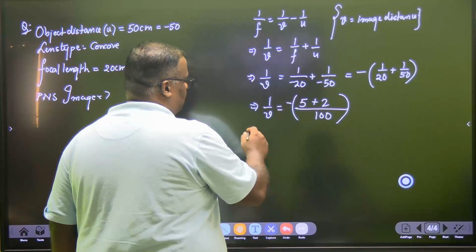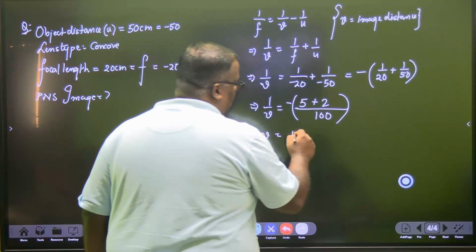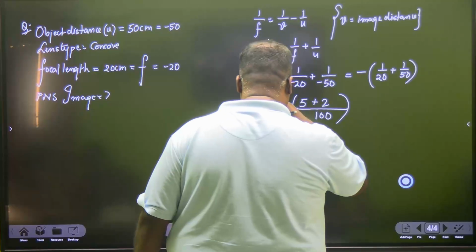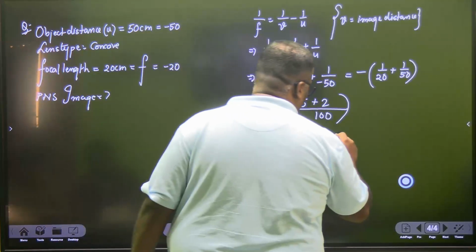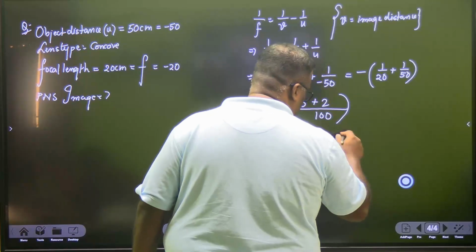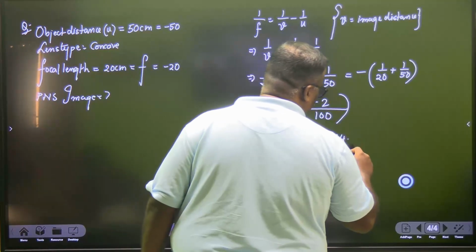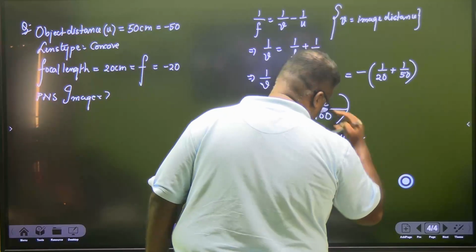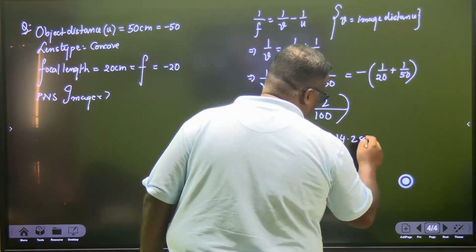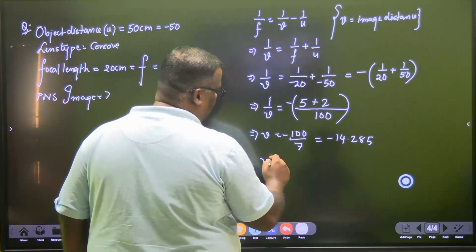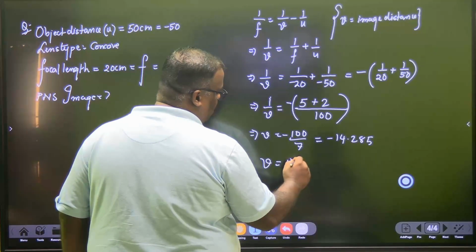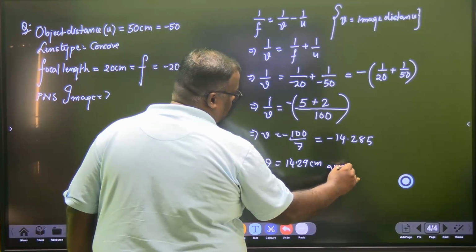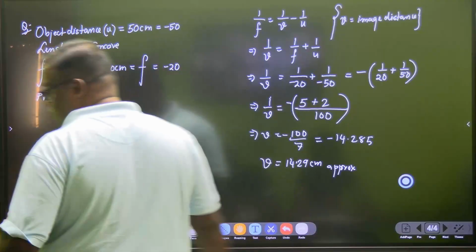So now you do it. V is equal to 100 divided by 7. So how much is it? 7 ones are 7, then 7 fours are 28, 7 twos are 14, 7 eights are 56, then 7 fives are 35. That means I can write my V is equal to 14.29 centimeter approximately. Right, so we have told what is the position.